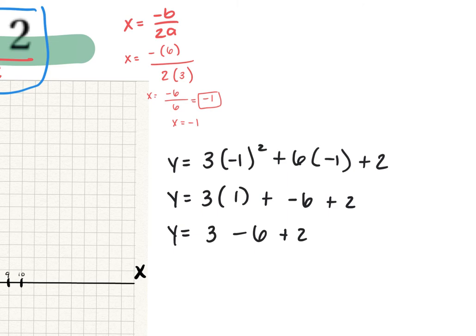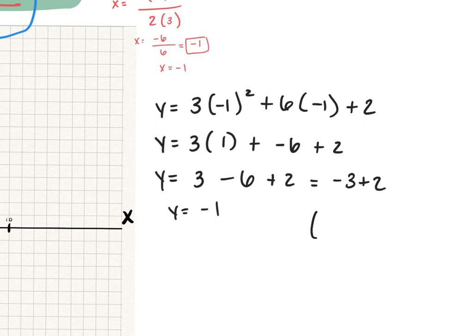Negative 4. Yes. No. Negative 1. Y equals negative 1, because 3 minus 6 is negative 3, right? You add 2 to that, and you get minus 1. This is the same as negative 3 plus 2, which is then y equals negative 1. Okay, so my point is negative 1 comma negative 1.